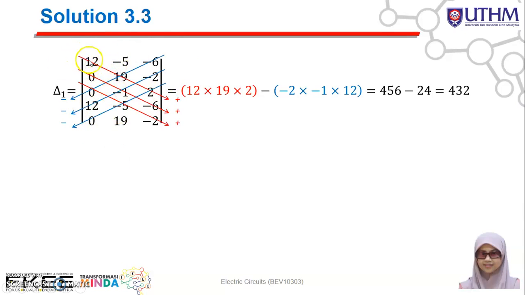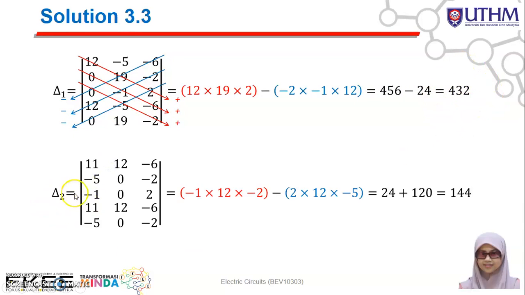Okay. So same thing. 12 multiplied with 19 multiplied with 2. Plus this row will be getting 0. So 0. Okay, here also 0. So that's why I didn't put it here. So 12 multiplied with 19 multiplied with 2, you got 456. Okay, minus negative 6 multiplied with 19, 0. This one becomes 0. Okay, here negative 2 multiplied with negative 1 is 2. 2 multiplied with 12 is 24. Okay, so minus 24. Here the combination becomes 0 because it multiplied with 0. So finally 456 minus 24 is equal to 432. So this is the value of delta 1.